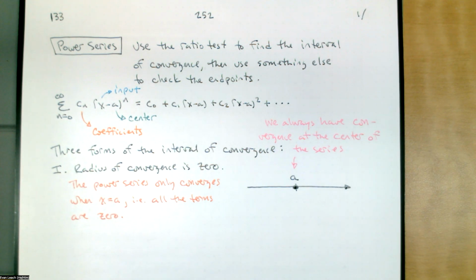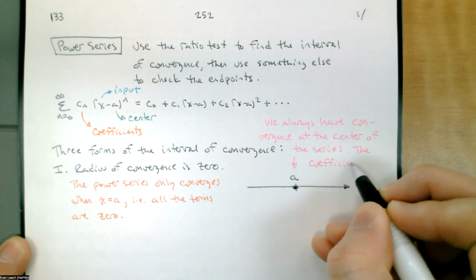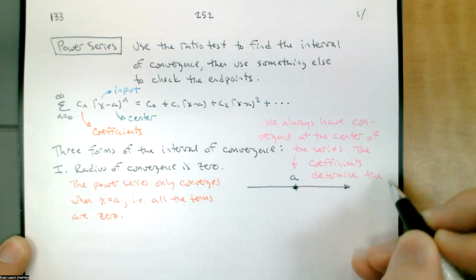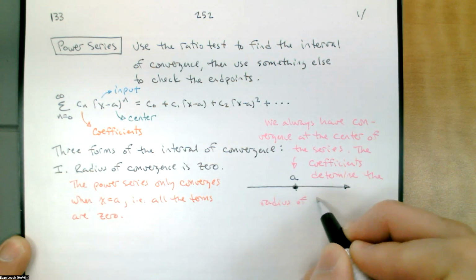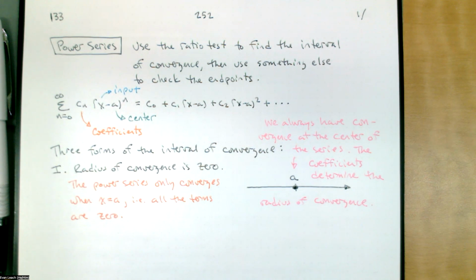We always get convergence at the center of the series. It makes all the terms, aside from the constant, if the constant happens to not be zero, equal to zero. You get C0 plus C1 times zero, plus C2 times zero squared. The coefficients will determine how much radius we have around the center. A power series always converges at at least one point, where we zero out all the terms except the constant term.